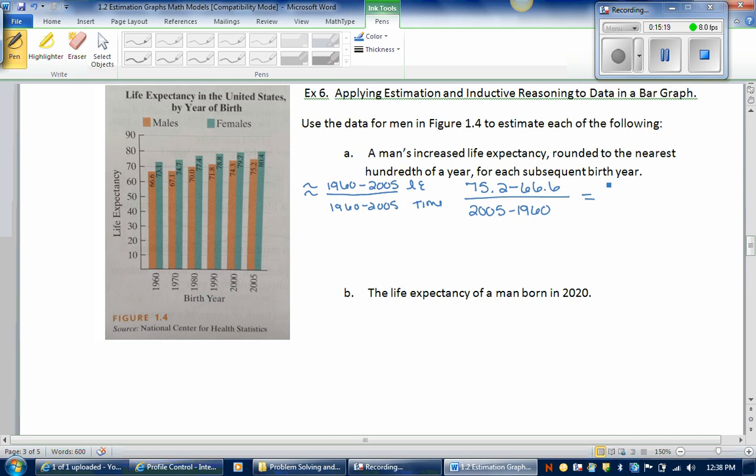So we're looking at the total change in life expectancy. Essentially, we're looking for that slope, change in Y over change in X. So what we wind up with is about, when I put this in my calculator, 0.19, rounded to the nearest hundredth. So let's look at the life expectancy of a man born in 2020. If we look here, obviously, in 2020, I don't have anything to go off of. So we have to do some calculations here.